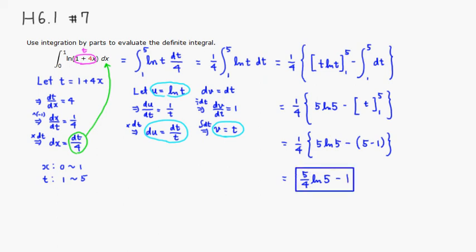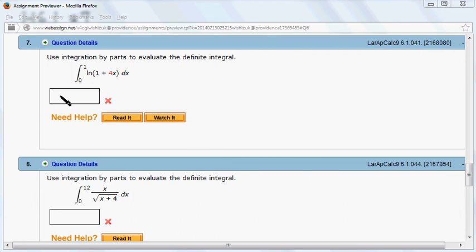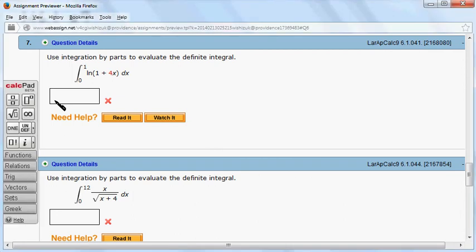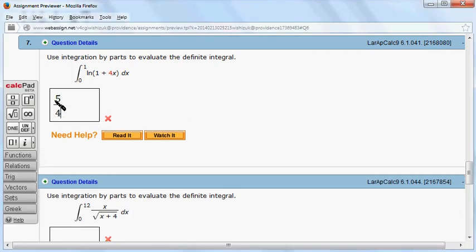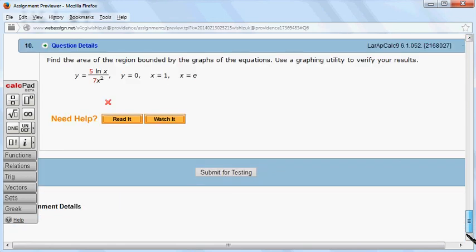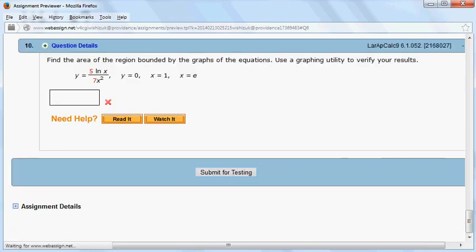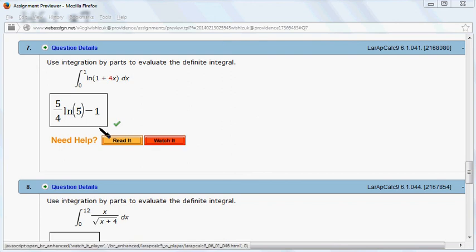All right, so let's type it in. The answer we had was 5/4 natural log of 5, minus 1. Let's check. It's going to go down and submit for testing. All right, look, it came back and it looks like we got this one correctly as well.